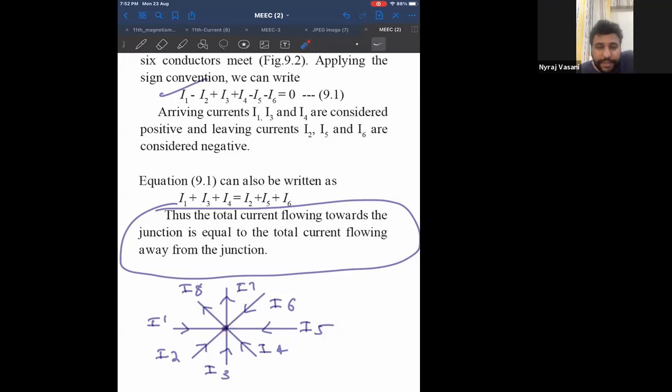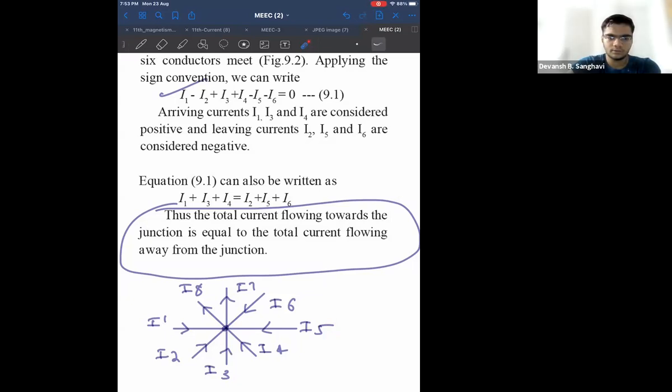Why are they saying algebraic sum of currents? Can you tell me, anyone? Why are they talking about algebraic sum of currents? Why not vector sum? Anyone? Sir, because current is a tensor, it does not follow the properties of a vector.